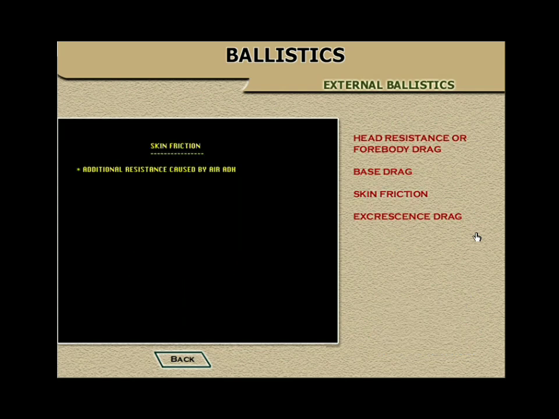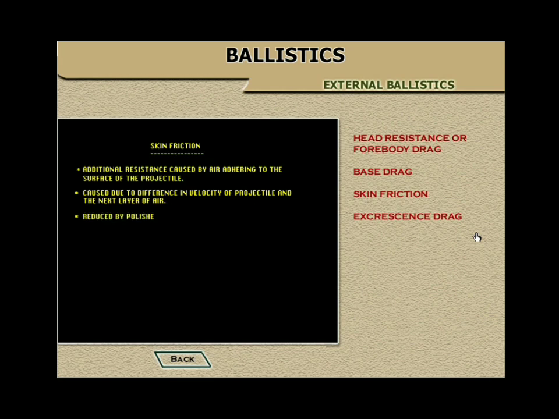Skin friction. Additional resistance is caused by air adhering to the surface of the projectile. It is known as skin friction. The air at the surface of the projectile is moving at the same speed as the projectile. However, the next layer is moving a little slower, and so on outwards. A smooth and polished surface will help to reduce skin friction.